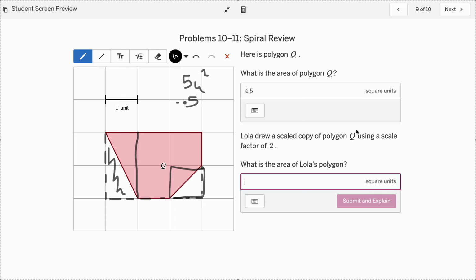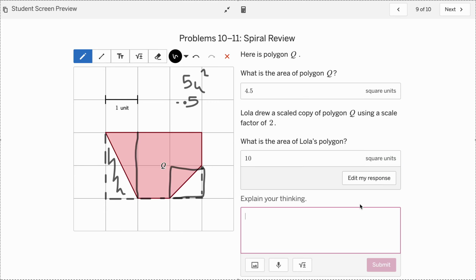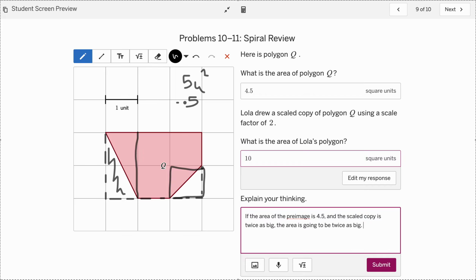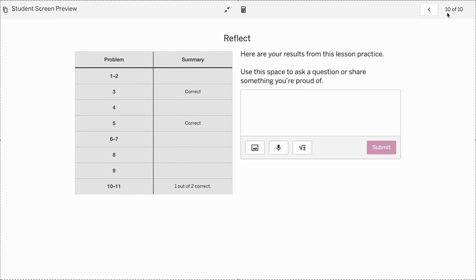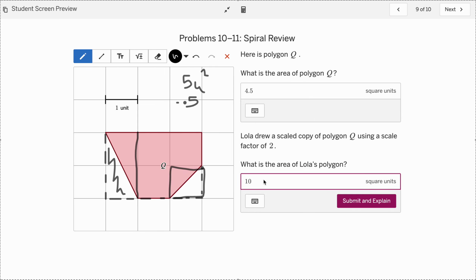If she drew a scaled copy of polygon Q using a scale factor of 2, it's going to be 2 times as big. So what's your area going to be? 2 times as big as our area, which is going to be 10. So let's see what that looks like. If the area of the pre-image is 4.5 and the scaled copy is twice as big, the area is going to be twice as big. Unless I'm thinking of that wrong. 1 out of 2 is correct. So this one is not correct. So we need to think about that again.